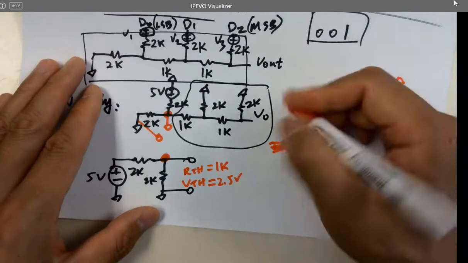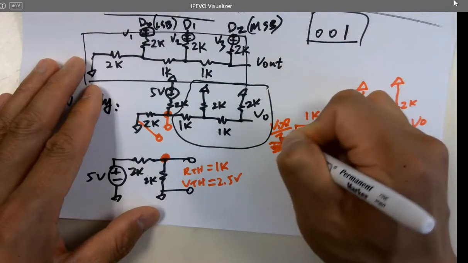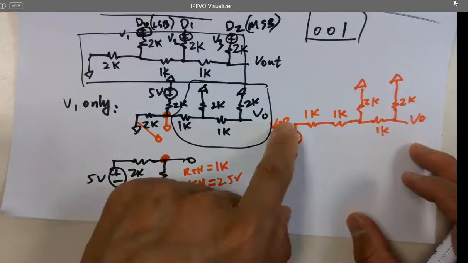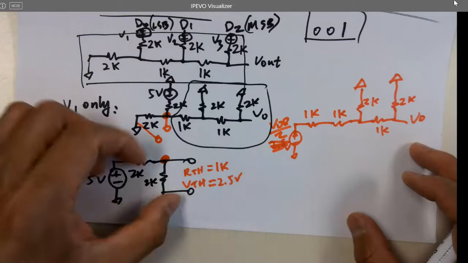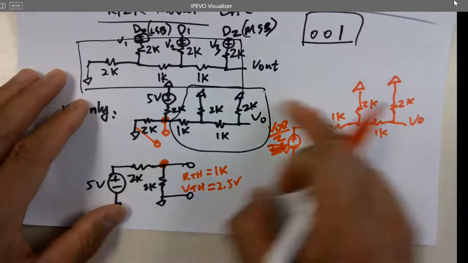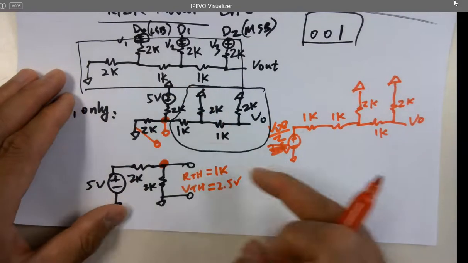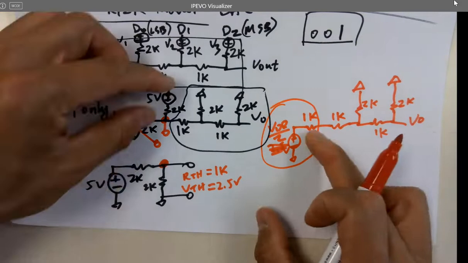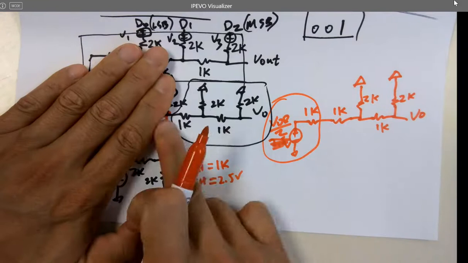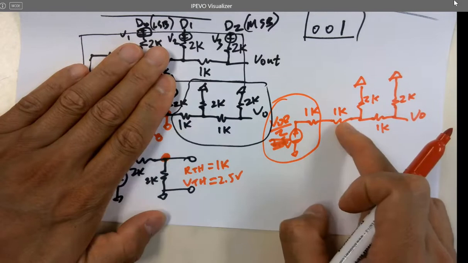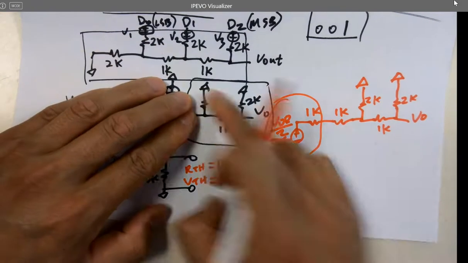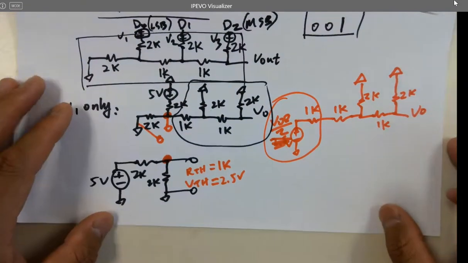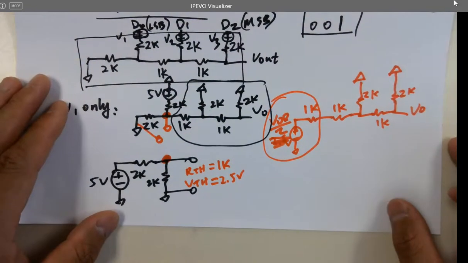So let's label this as VDD over 2. VDD is 5 volts, for example. So this is VDD over 2, which is 2.5 volts. Okay, and then I replace whatever is here with the Thevenin equivalent, which is this. And then I plug this in here. So it's followed by 1K, and then 2K, and then 1K and 2K. Is there anything changed? Still the same circuit.